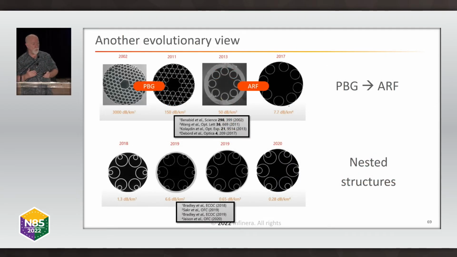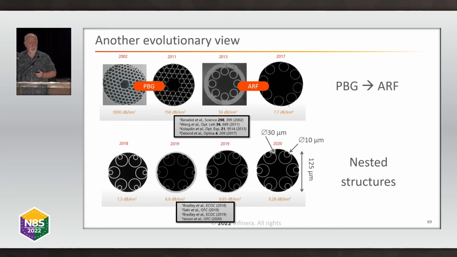Another evolutionary view: the top line shows the structural evolution from photonic bandgaps with lots and lots of little honeycombs through to anti-resonant structures, but then the bottom line is where they discovered this nested structure idea. And it's just scary how tiny these structures are. If we look at that bottom right one, you can see those circles. These are actually tubes of glass through the fiber itself.